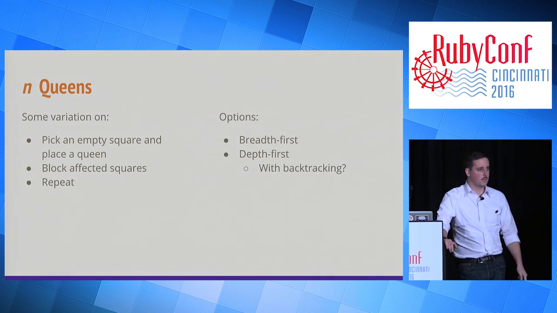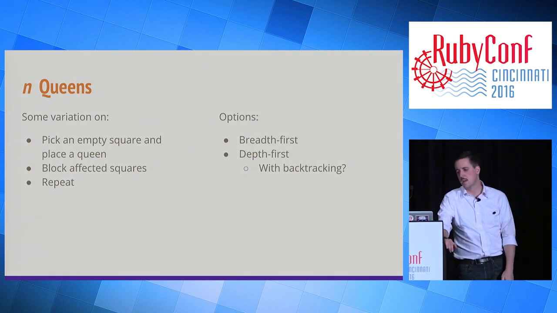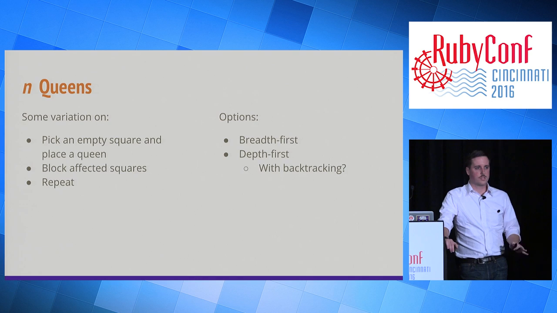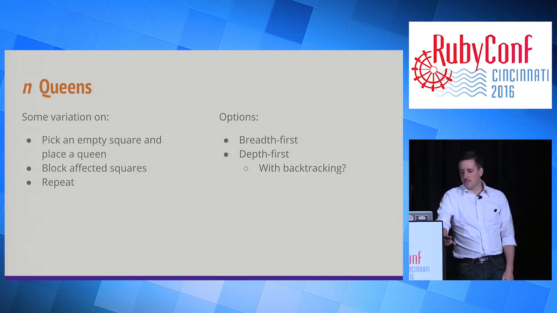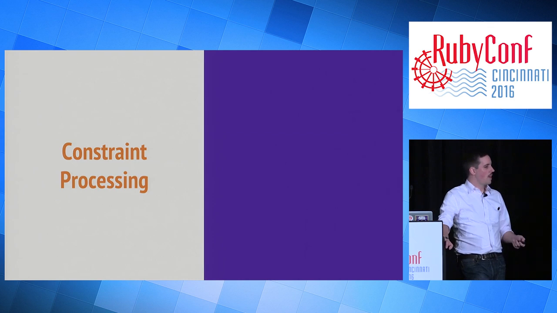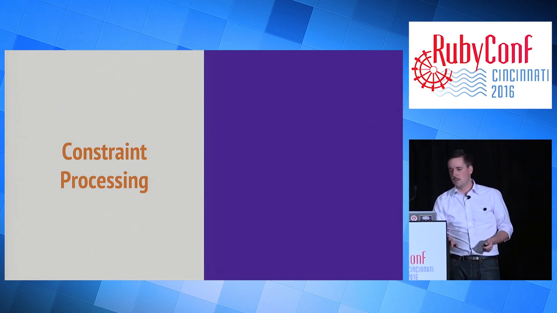Dijkstra wrote a paper on this that he included in one of his books in the 70s. But every solution to this, for the most part, has these features. And that sounds like a ripe opportunity for abstraction. I want to put a label on what's going on here. This is called constraint processing or constraint propagation.